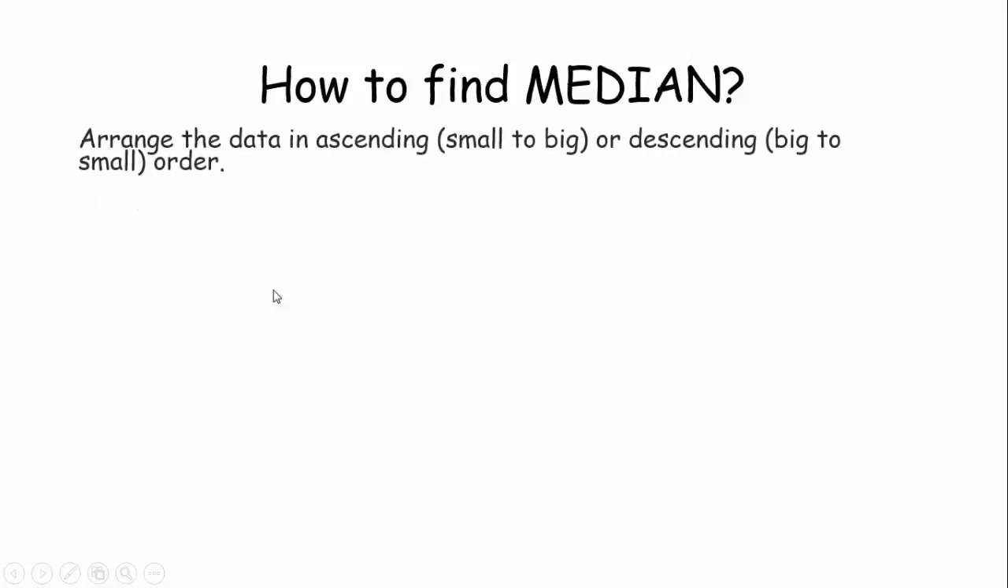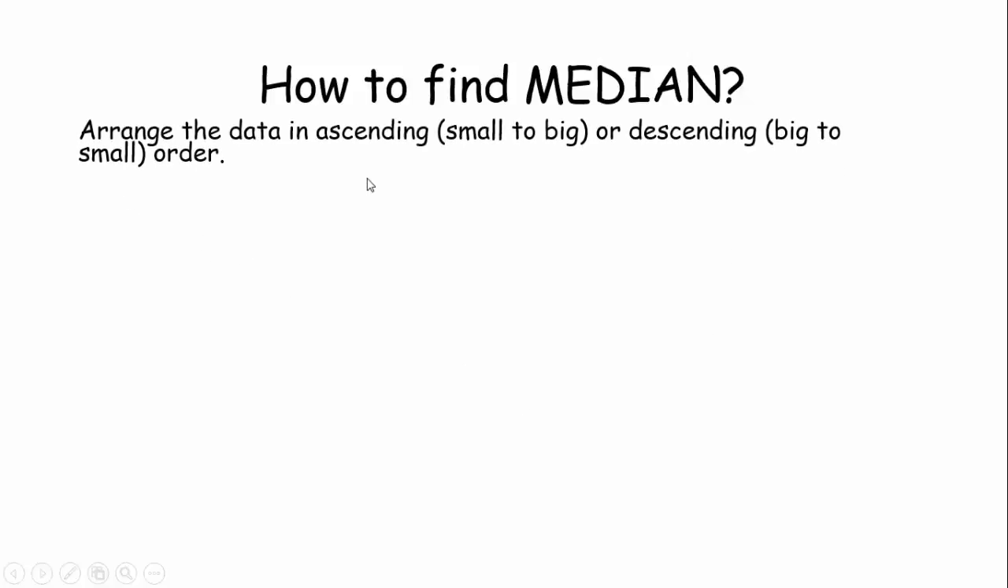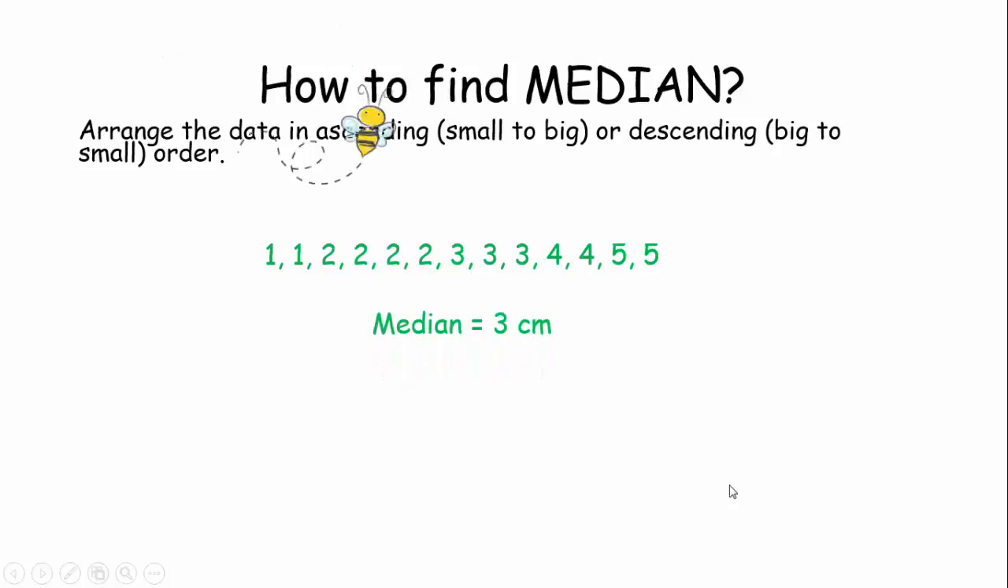Now how do you find median? All you have to do is arrange the data in ascending or descending order. So you arrange the data either from smallest to highest, or the reverse order. You can bring the 5 here and then finish off with 1 here. So the median will be the centermost observation.